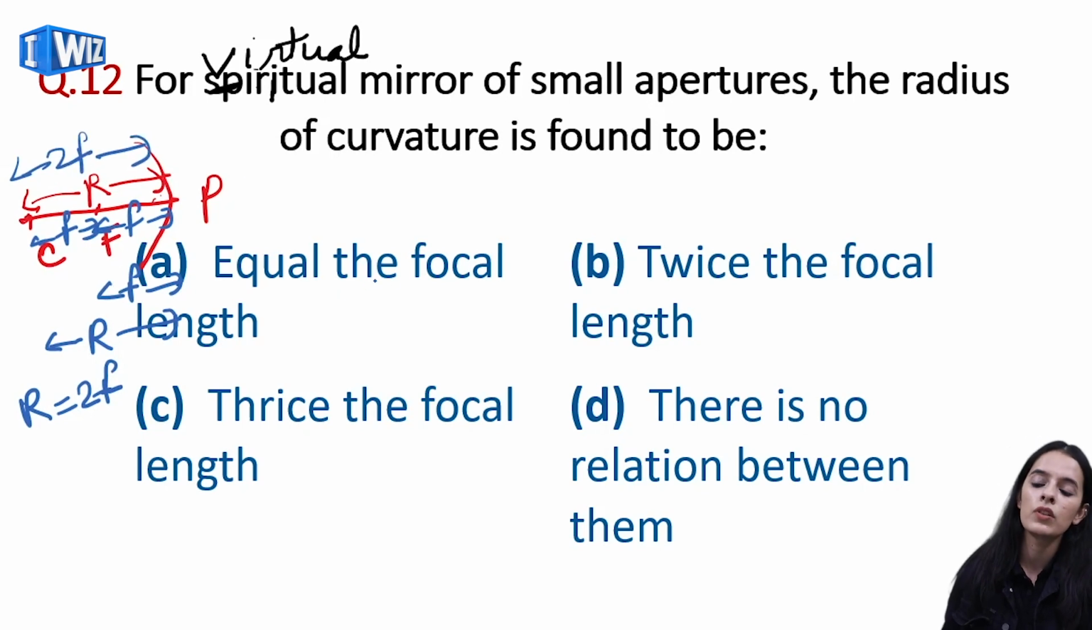Okay, so for the mirror, the radius of curvature is twice the focal length. It's twice. This is the right option. Now come to the next one.